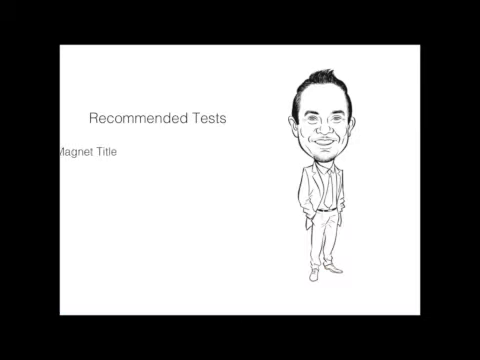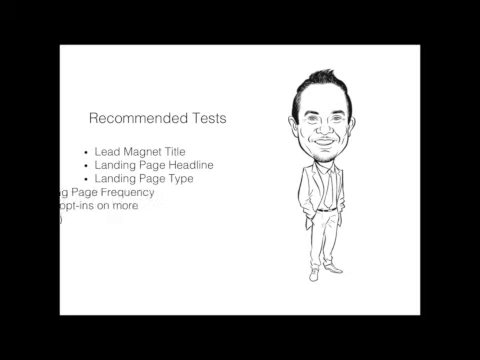So there are some recommended tests that you do for a lead magnet. Number 1 is the lead magnet title. Number 2 is the landing page headline. You've got your lead magnet title, and a lot of times the landing page headline will be the same as the lead magnet title. Then you've got the landing page type. And again, landing page frequency, which means more opt-ins on more pages. It's surprising to me when I go through a dentist website and sometimes I've got to go all the way to the contact page before I can even find an opt-in form.